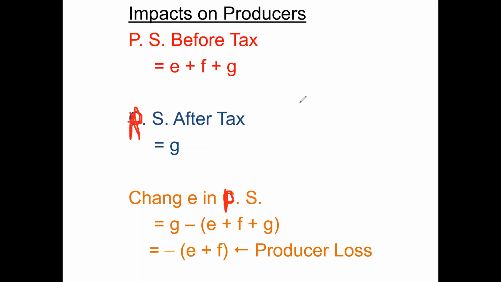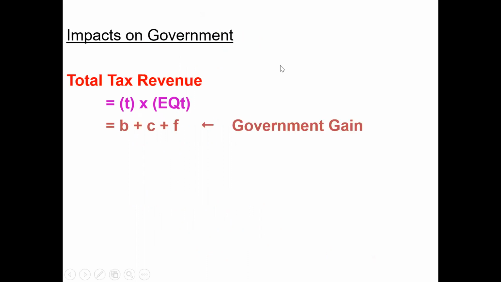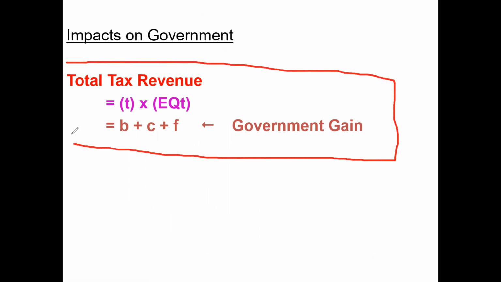Then go to the next page. Impacts on government. Total tax revenue. Government benefit is tax revenue, which is unit tax multiplied by equilibrium quantity after tax. Write this down under the impact on government.